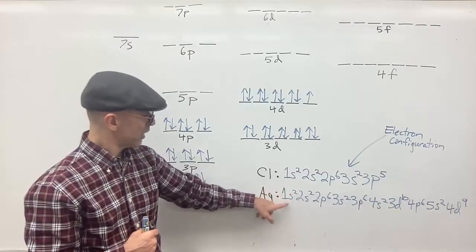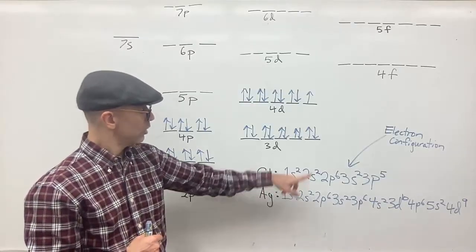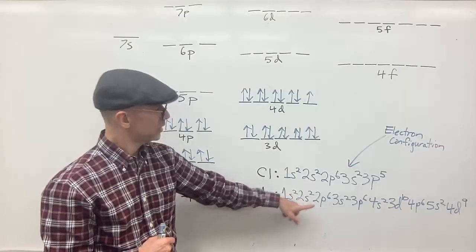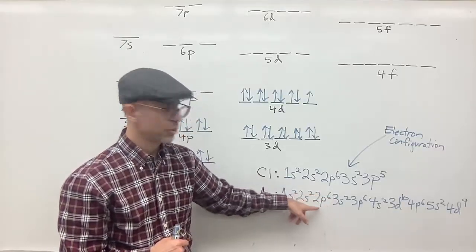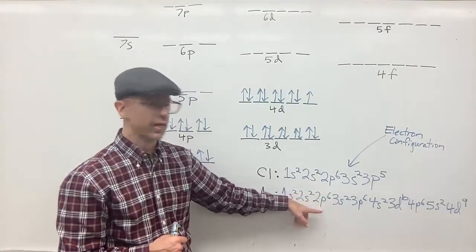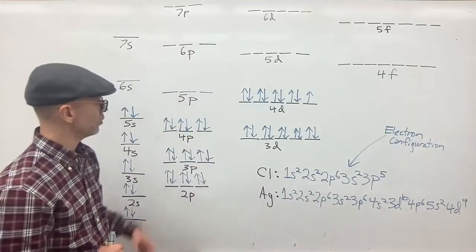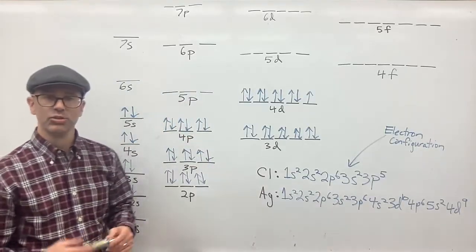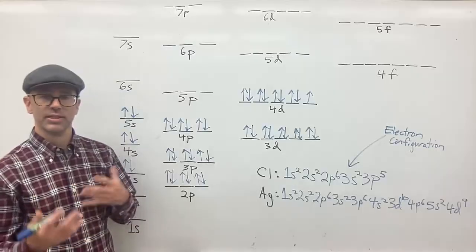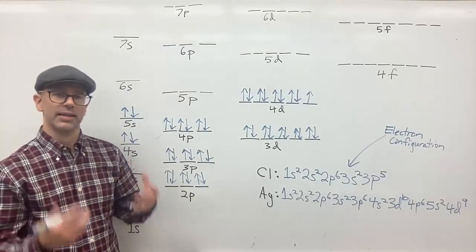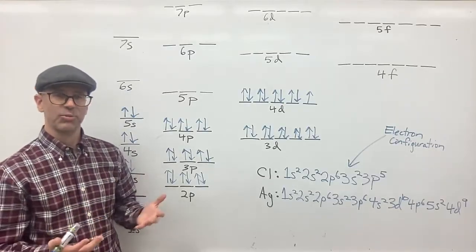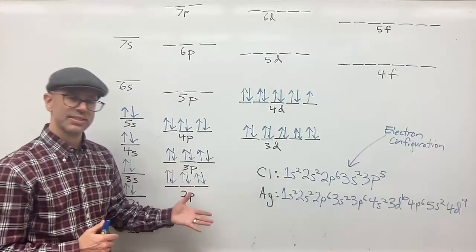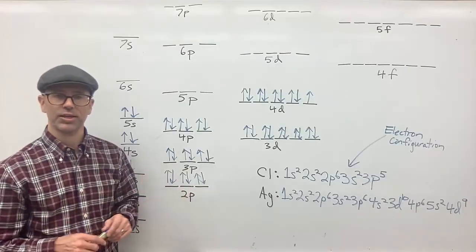We have 2 in the 1s sublevel. We have 2 in the 2s. We have 6 in the 3 orbitals in the 2p, and so on. So this tells you what the structure of the electrons are in the atom. So I hope this was helpful. I hope these examples clarified everything.